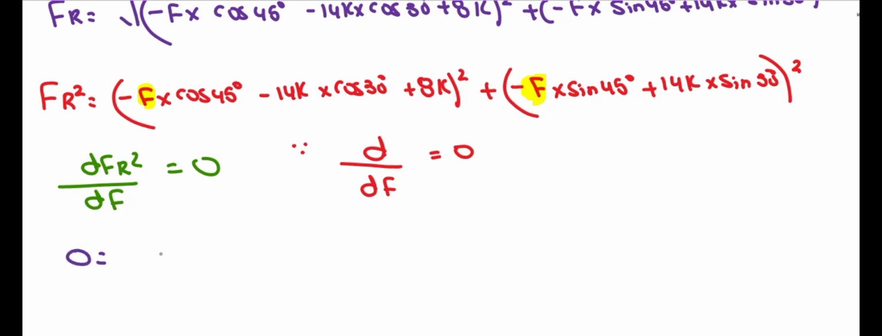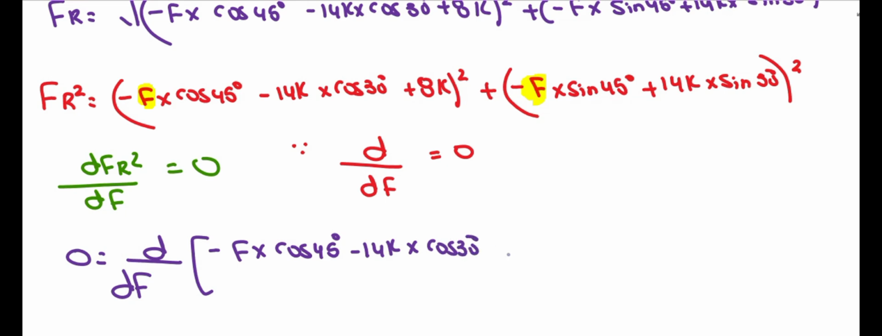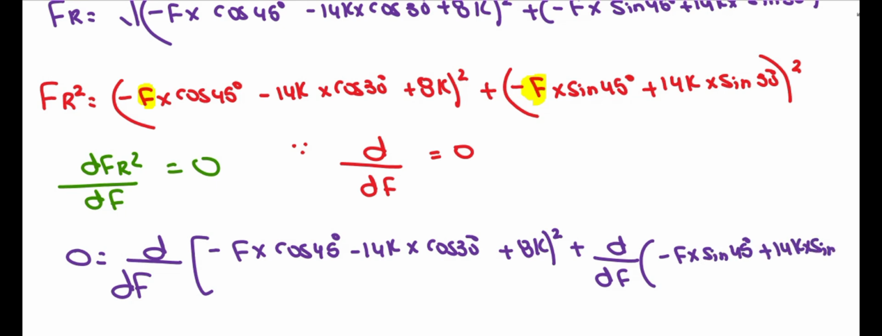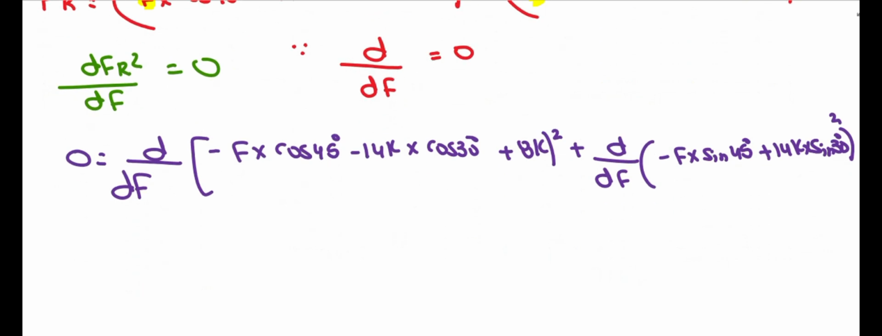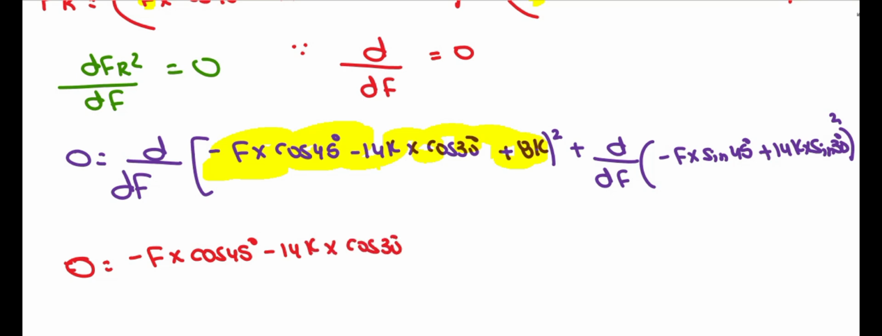So it will become 0, which is equal to d/dF of (−F cos 45° − 14 kilo cos 30° + 8 kilo) whole squared plus d/dF of (−F sin 45° + 14 kilo sin 30°) whole squared. So this, (−F cos 45° − 14 kilo cos 30° + 8 kilo), is basically our base. So apply the power formula for derivative here. So this one becomes 0, which is equal to (−F cos 45° − 14 kilo cos 30° + 8 kilo).